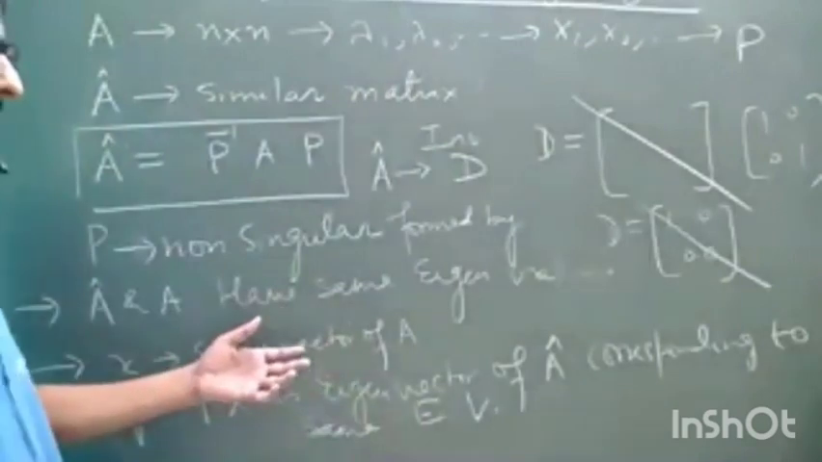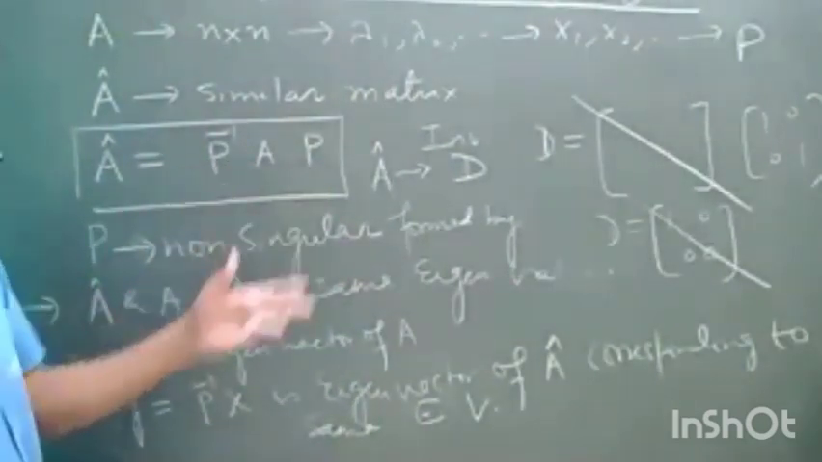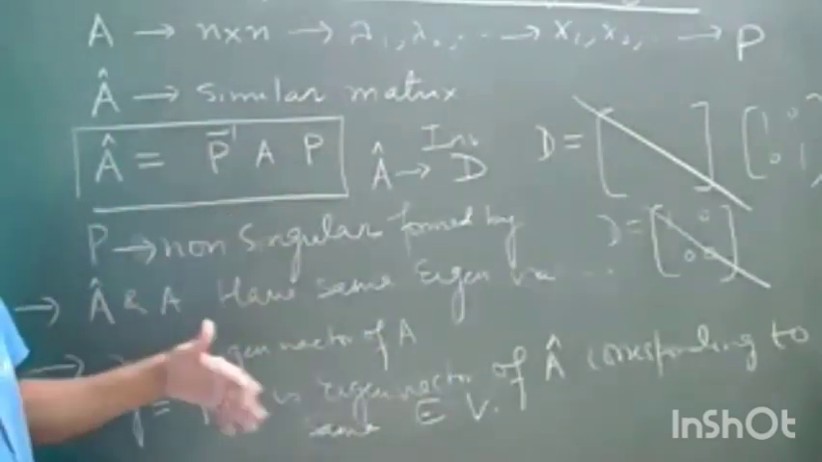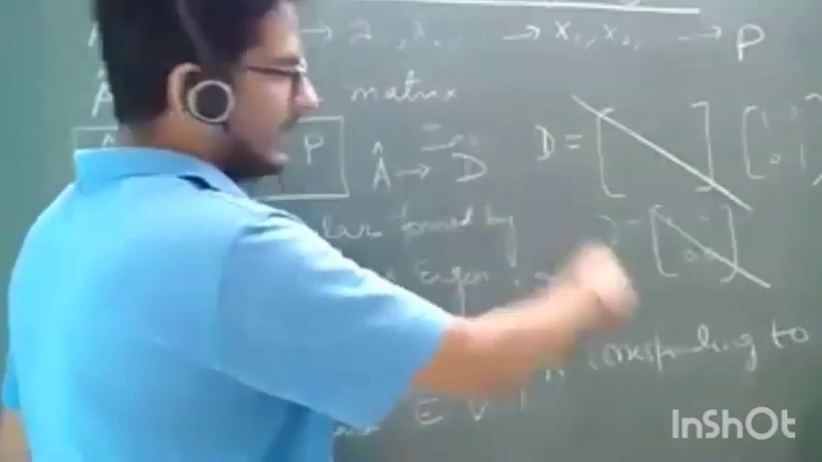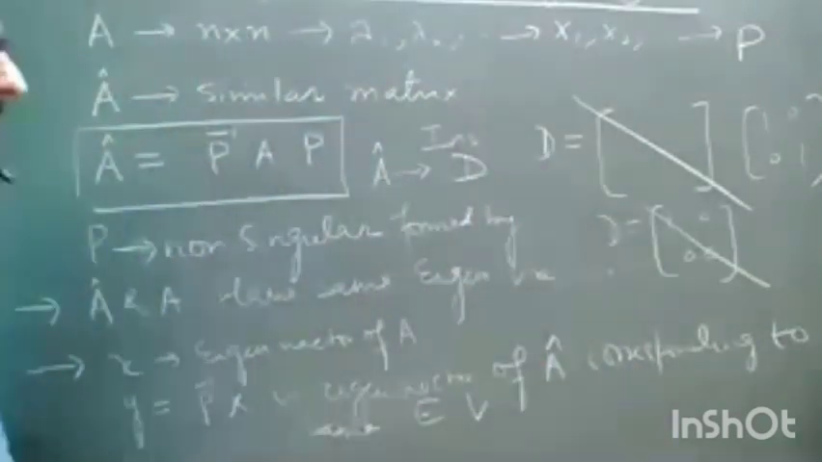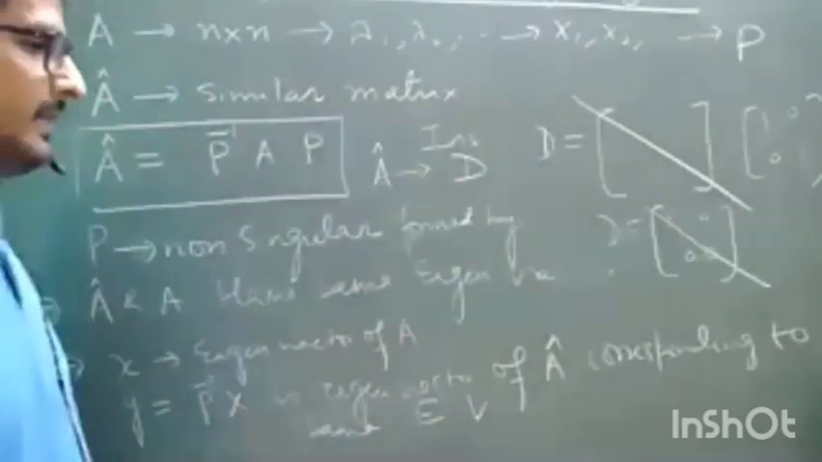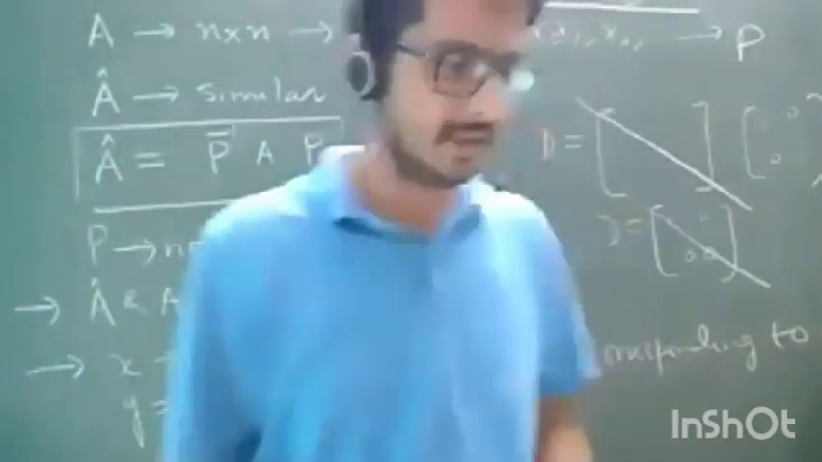Yes, sir. So diagonalization is a special case of similarity transformation in which you select P suitably, and when you do the transformation, all the elements lie only on the principal diagonal, and incidentally they are the eigenvalues. They become the eigenvalues. So we can do many things with that. That I will take up in the next class.